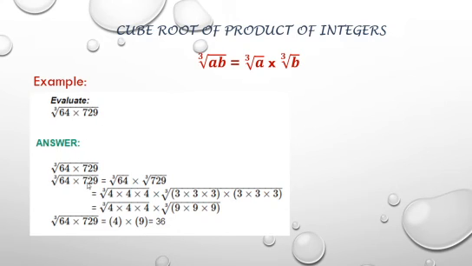So we will first separate it: cube root of 64 into cube root of 729. Find out the prime factors of both the numbers. Out of these triplets, one number we will take it out and afterwards we will multiply it. So our answer is 36.